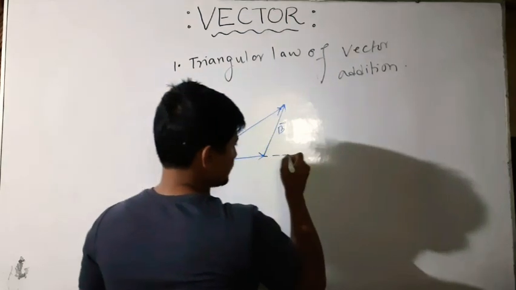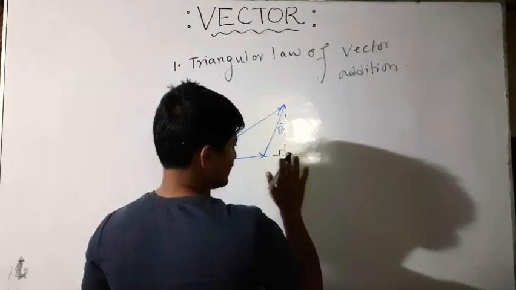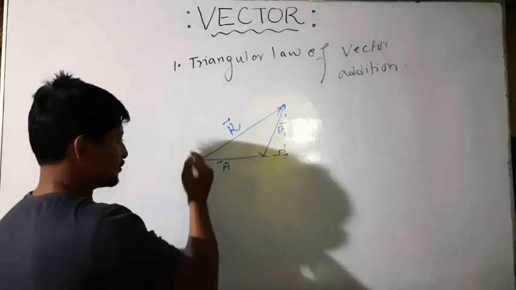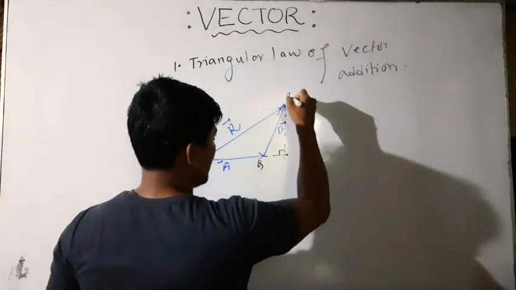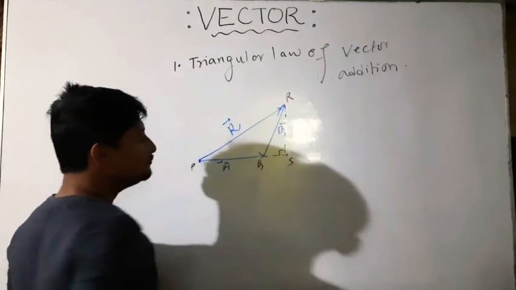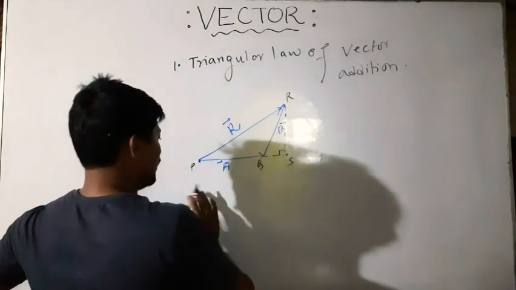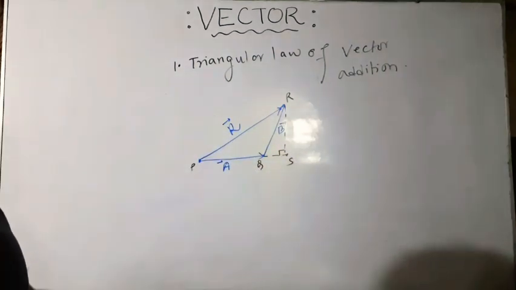If I extend this particular line and extend this particular line, then they will form a 90 degree here, isn't it? They will form a 90 degree at this point. Let me name these particular points. Let it be P, let it be Q, let it be R, let it be S. So now, what can we do here? First of all, we have to mention some angles here.